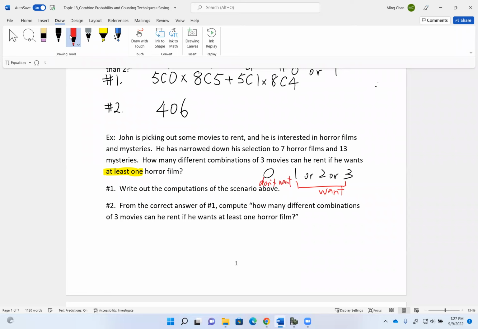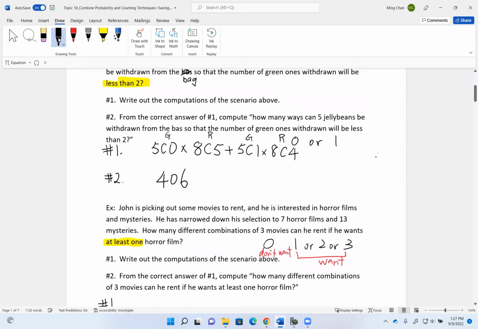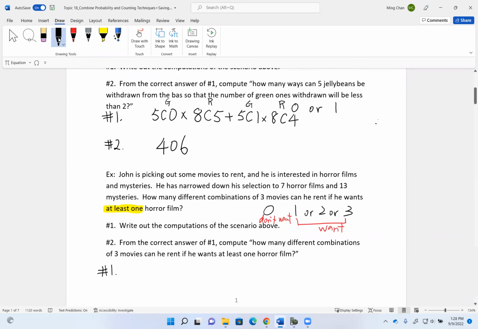So we can use the complement rule here to help us figure out what we don't want, subtract it from the total amount, and that will give me what he wanted. So that's the approach we're going to take. In the previous problem, we directly found selecting 1 green. That's a more direct way, but sometimes the direct way takes a lot of work. This problem is easier if we figure out what we don't want, which is 0 horror films, right? He wants at least 1, so he doesn't want none of them. So figure out how many ways he will get 0 horror films and subtract from the total.